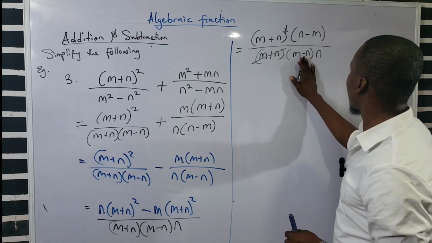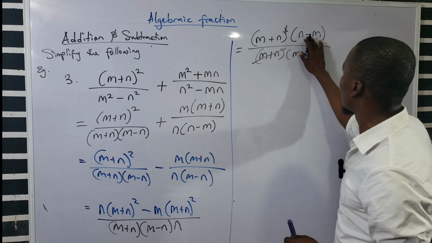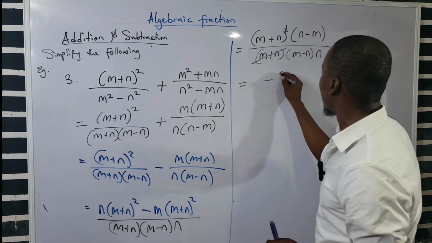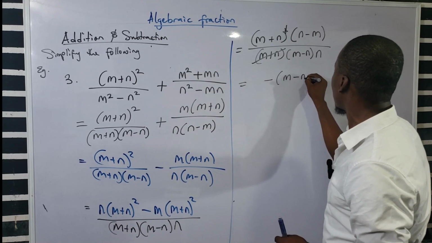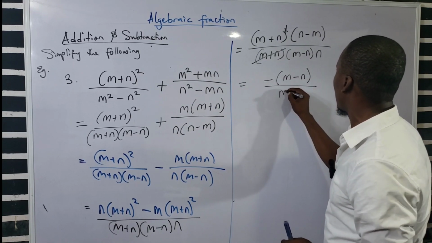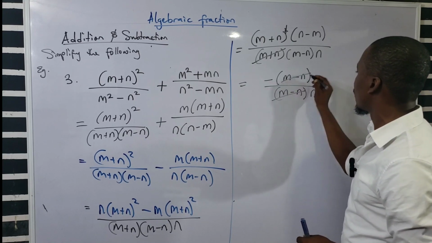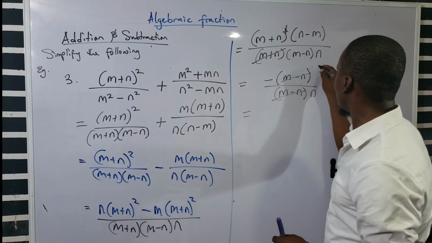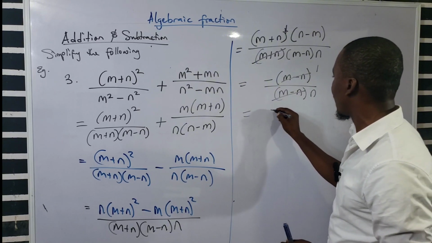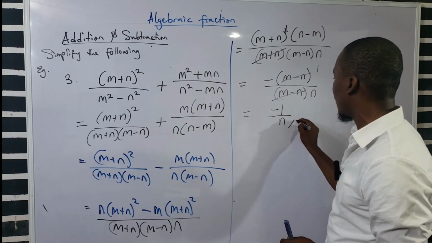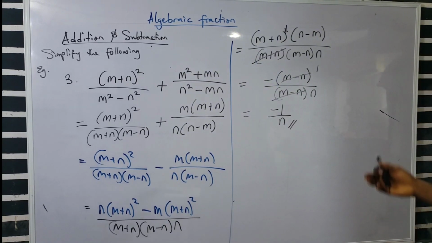Then I'll have to interchange one. Let me interchange this one. So that will give us minus m minus n over m minus n, n. So this and this will go. This one will give us 1 here. So I have minus 1 over n. All right, so you can see how we have simplified this step by step.